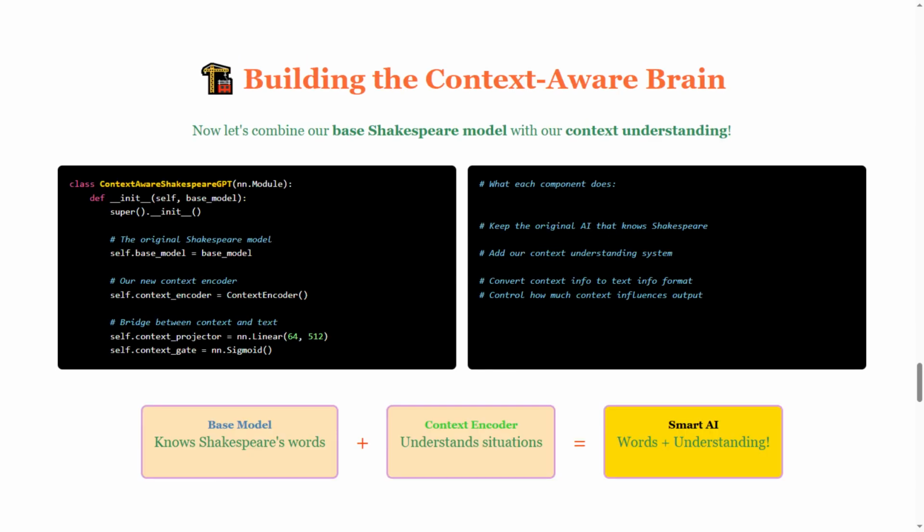Time to build the complete brain. We're combining our original Shakespeare model with our new context understanding system. Our context-aware Shakespeare GPT class keeps the base model that already knows Shakespeare's language, then adds our context encoder that understands situations. The context projector acts like a translator, converting context information into a format the text model can use. Think of it like upgrading a smart car. We keep the engine that makes it run, but add GPS, weather sensors, and traffic awareness. The result is a system that knows both Shakespeare's words and understands the dramatic situations behind them.